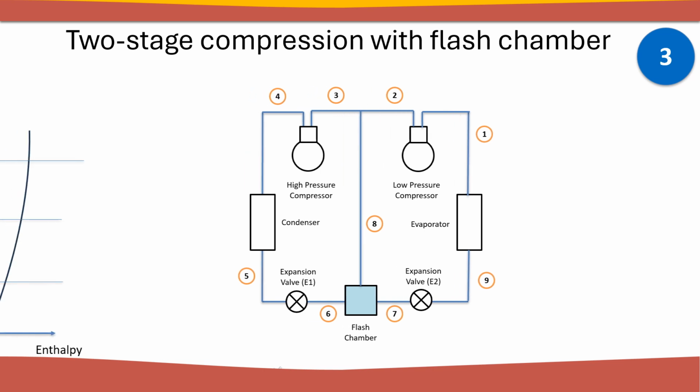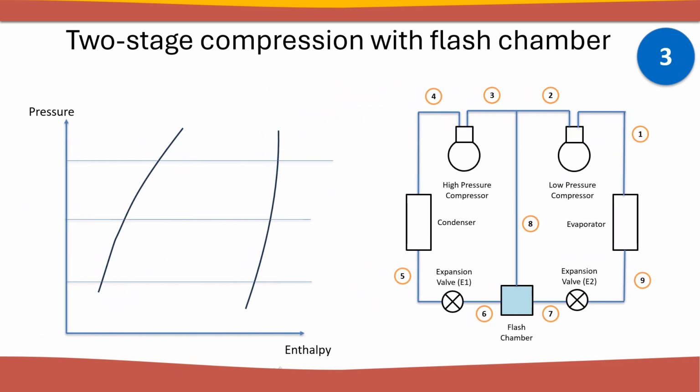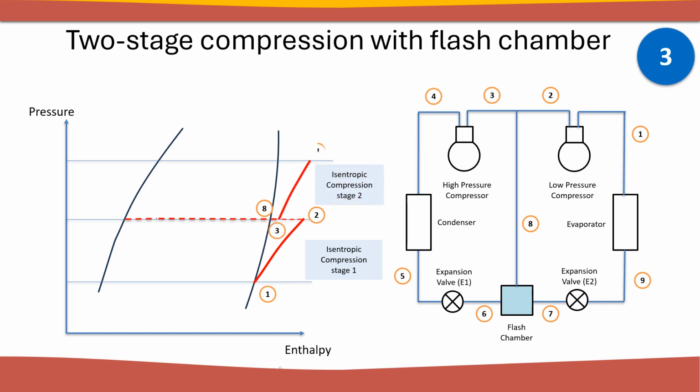Let's examine the representation of different processes on the pH diagram. The saturated vapor refrigerant at point 1 is isentropically compressed to a superheated state at point 2 in the low-pressure compressor. Next, superheated vapor discharged from the low-pressure compressor mixes with flash vapor originating from the flash chamber, lowering the temperature and achieving state 3. Then, the superheated vapor closer to the saturated state is compressed to point 4 in the high-pressure compressor. Condensation occurs from point 4 to point 5, ideally reaching the saturated liquid state.